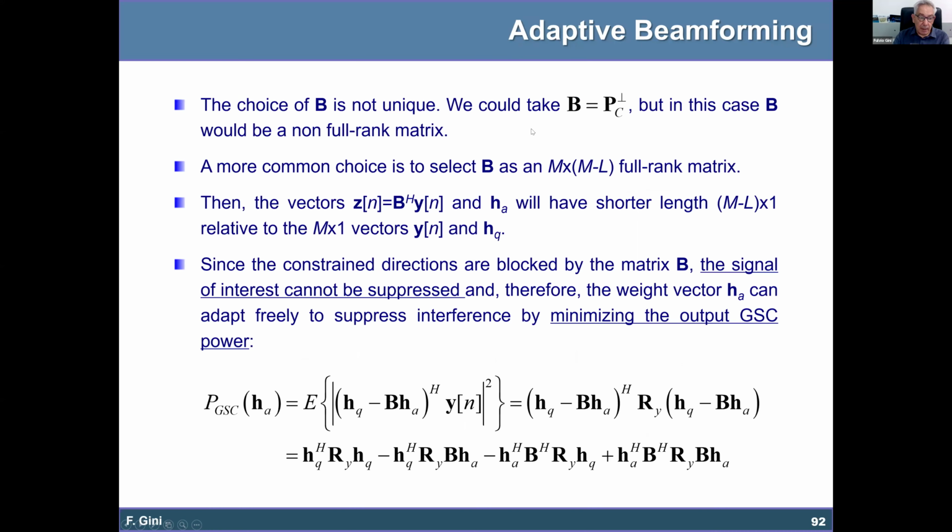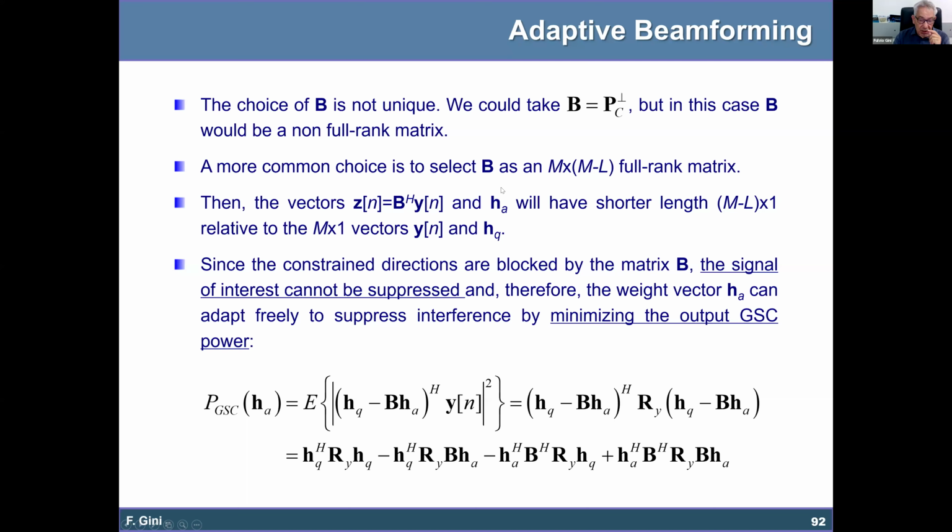Actually, typically it has been shown that it's better to select B as a full rank matrix. So it cannot be a projection matrix, because a projection matrix is non-full rank. To reduce the sensitivity of B, it's better to choose B as a full rank matrix. So it's better to choose B different from this projection matrix. And I will show you one example.